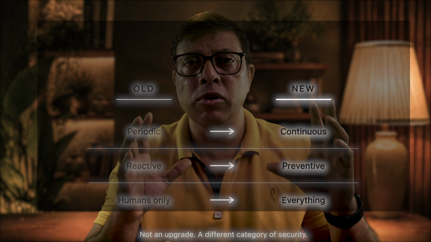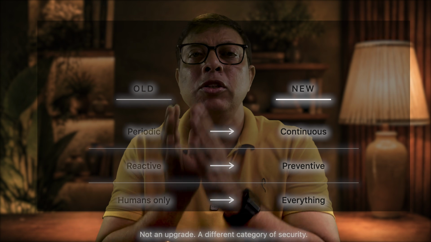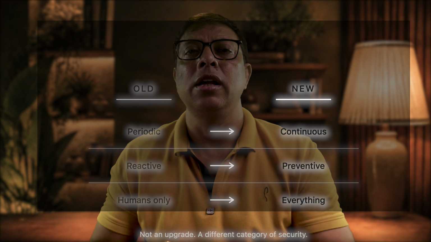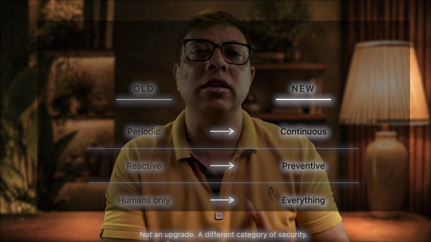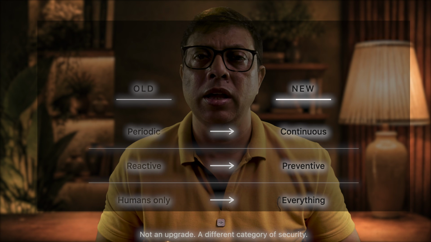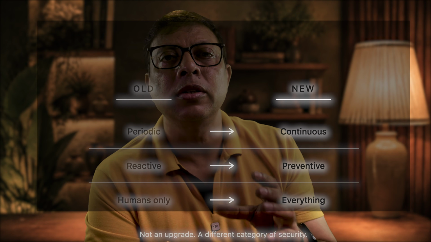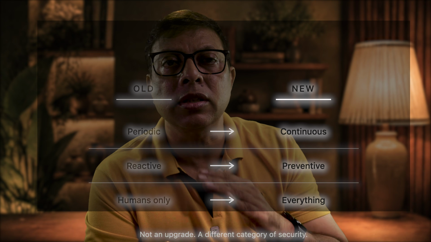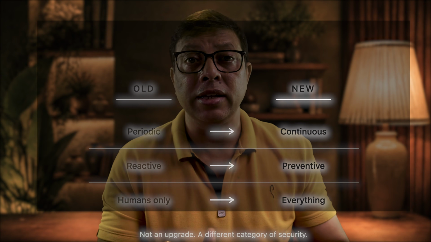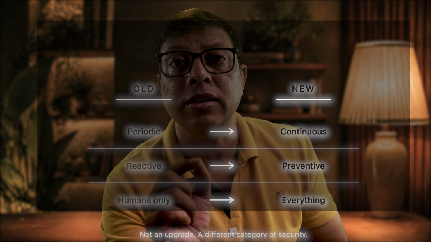The old model was periodic, the new model is continuous. The old model was reactive, the new model is preventive. The old model governed humans, the new model governs everything that holds a credential. That's not an upgrade, that is a different category of security. Now, I know what some of you are thinking. Oh, this all sounds expensive. So let me give you 3 things you can start this week without buying a single product.